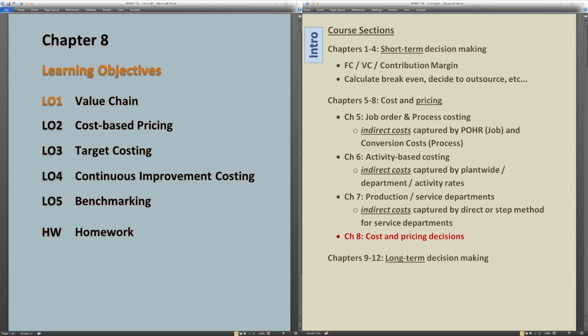These middle four chapters, and we're on the last chapter of these middle four, 5 through 8, we looked at cost and pricing. As I've mentioned before, our main focus is how to assign indirect cost, and Chapters 5, 6, and 7 gave us multiple ways to do that: job order and process costing, activity-based costing, or doing production versus service departments. In Chapter 8, we're looking at the bigger picture of cost and pricing decisions, how to calculate some means of calculating price, also just some of the other topics in this discussion. And this is where we'll finish up, and we'll test on Chapters 5 through 8 next.